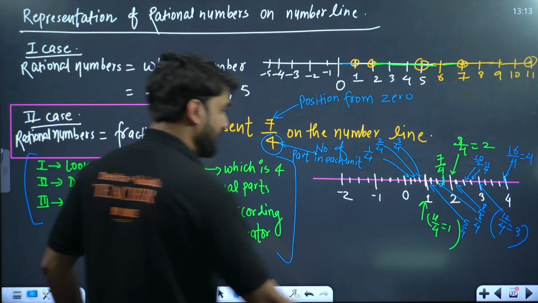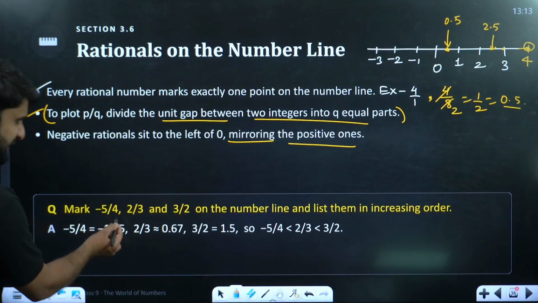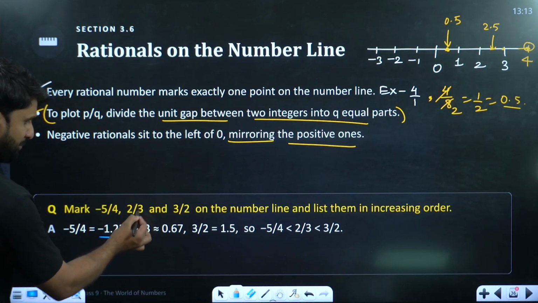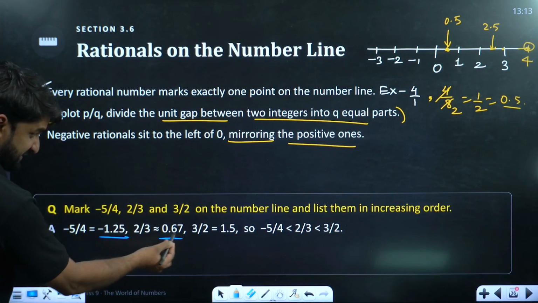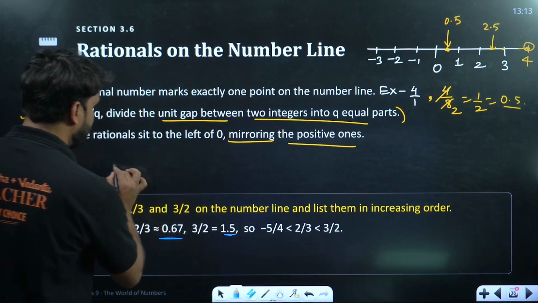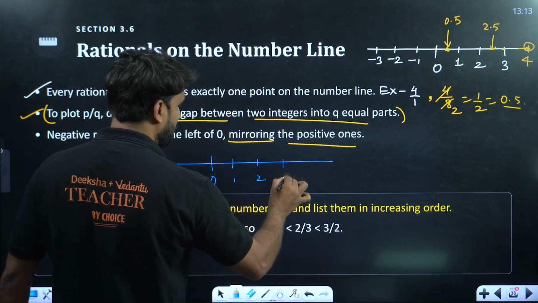Okay, moving ahead. So my dear champion, now do this question. Minus 5 by 4 can be written as minus 1.25. 2 by 3 is equal to 0.67 and this is positive. 3 by 2 is equal to 1.5. This is positive. If you draw the number line, this will be 0, 1, 2, 3, 4.